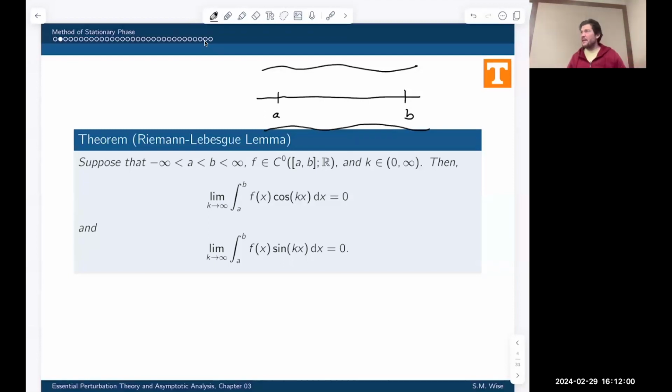So what does cosine kx look like? And especially as k gets larger and larger. So this starts oscillating more and more rapidly between its upper amplitude envelope and its lower amplitude envelope. The wavelength is supposed to be more or less the same. But as k gets larger and larger, what happens?